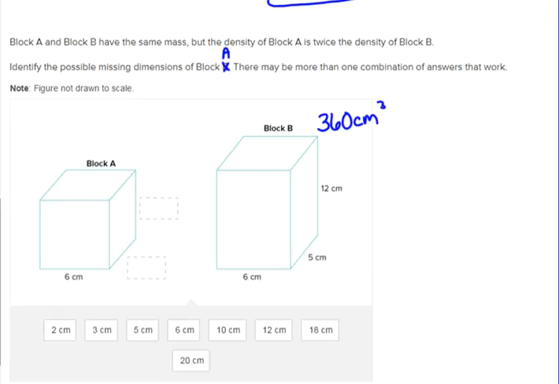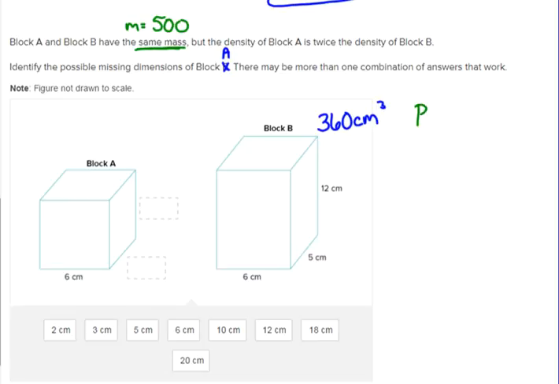Some keys: block A and block B have the same mass. Now, here's my advice. When they say that they have the same mass, but they don't give you a mass, just make one up. Let's just say 500 for the same mass. But the density of block A is twice the density of block B. We can find the density of block B because we have its mass, we made it up, and we have its volume. So let's find the density.